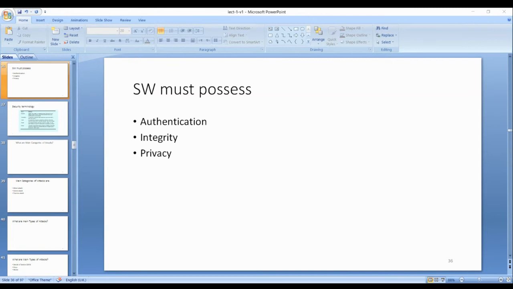We have privileges. We have rights to access. Access rights are there. Privileges are there. Integrity, I already covered. That we have data integrity, but we are talking about software integrity, how much security technologies you have implemented: firewall, digital certificate, cryptography. Then you have privacy.